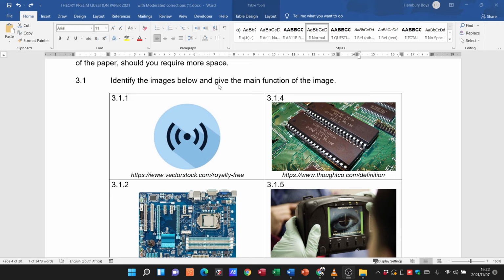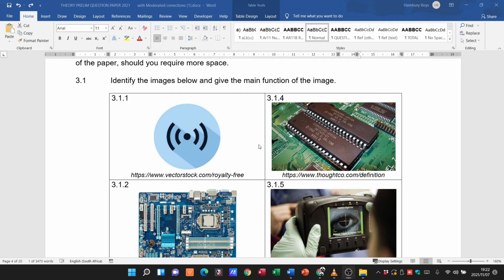Secondly, what do they want to know? Give the main function of the image. Well, we know that a hotspot is a physical location where people may get access to the internet. Okay, usually via Wi-Fi, but it's at certain locations. So when you go into KFC and you use their Wi-Fi, you're actually using their hotspot.